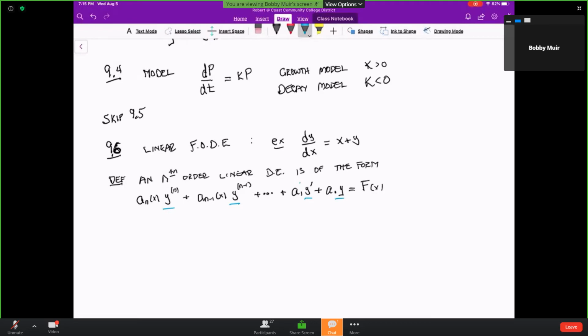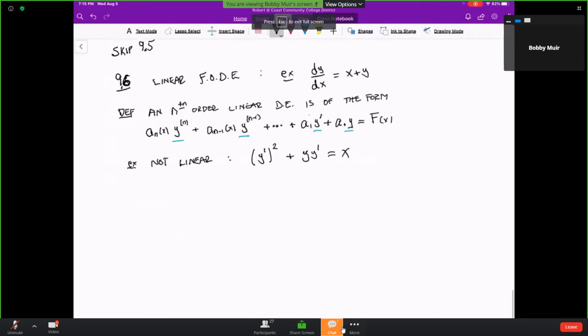Okay, so the best way to illustrate linear is by one that's not. So not linear would be something like y prime squared plus y prime equals x or something like that. Okay, you don't have the y stuff being multiplied with each other and none of that. Okay, so this example above is going to be linear.